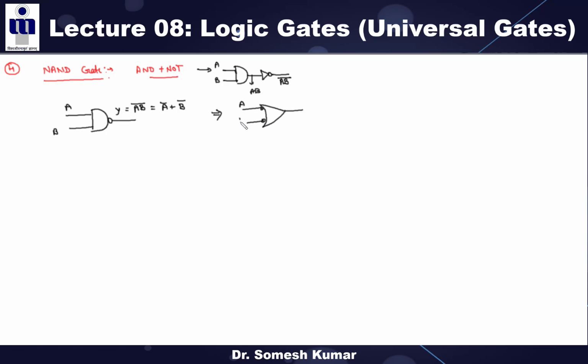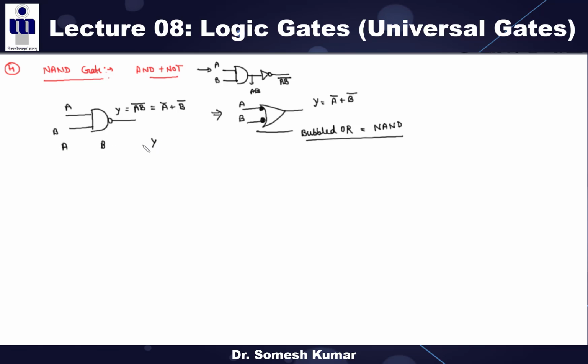This is A, this is B, and this is your output. Can I say this thing? So here this round one means A bar, B bar, right? So this circuit is basically called your bubbled OR, right? So we can say bubbled OR is equal to NAND only, right? I already told you how you can represent the NAND gate using switches, right? We already discussed this in the first lecture.